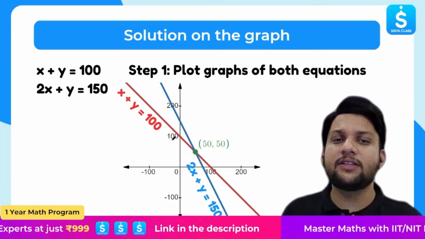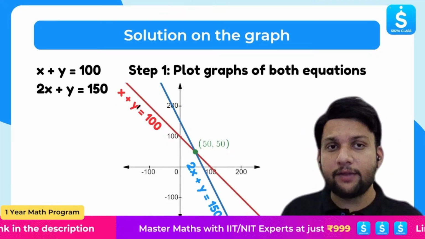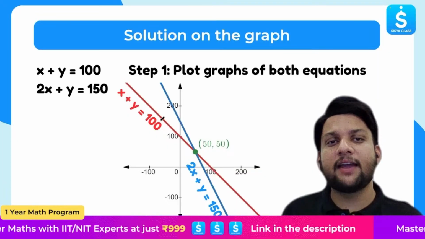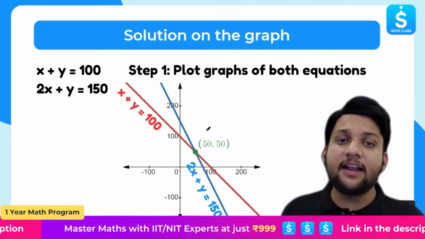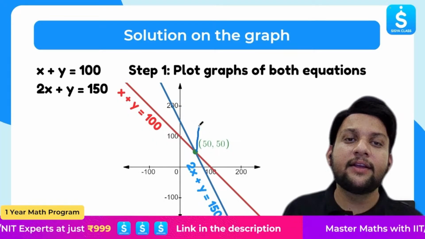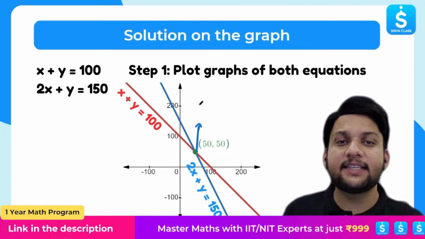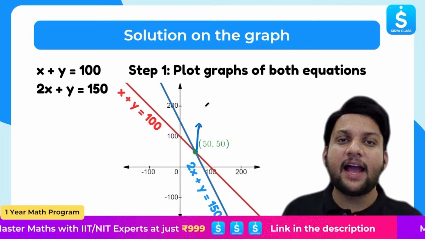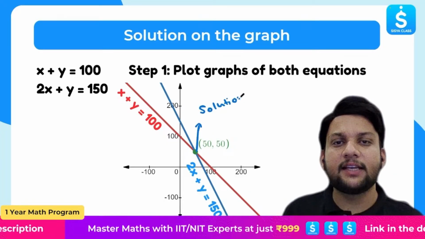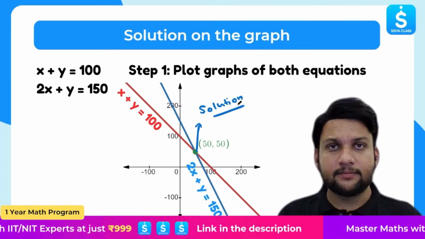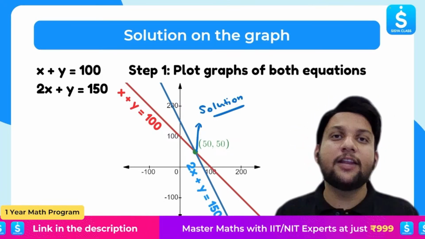Two equations, two lines. One is x plus y equals 100, and the equation of the second line is 2x plus y equals 150. And the intersection point, as you can see in this case, is 50 comma 50, and this, my dear students, becomes the solution of these equations. Clear? Very easy.